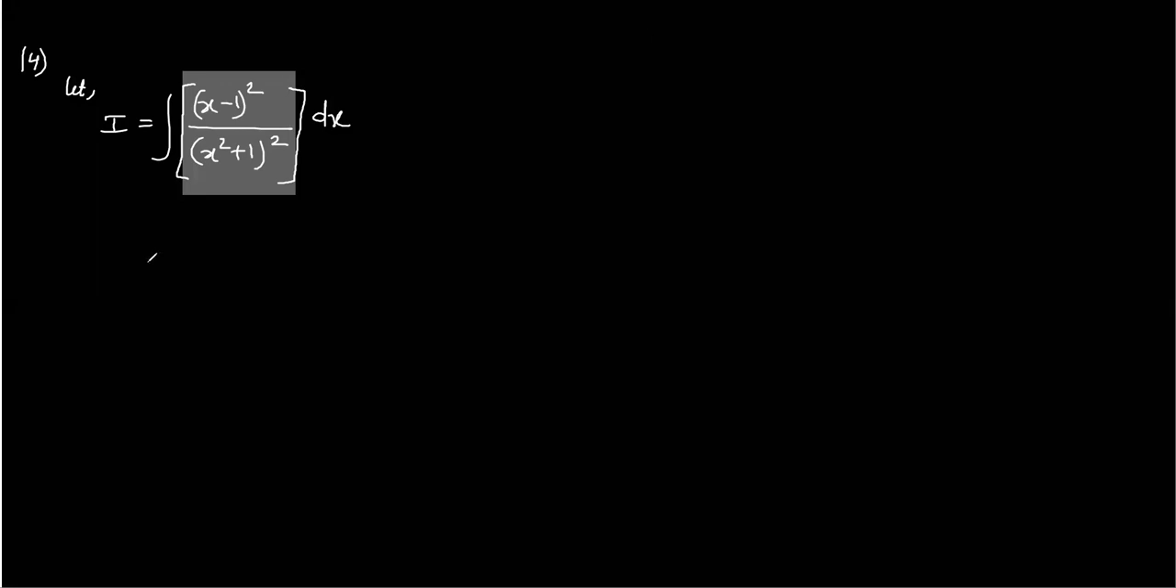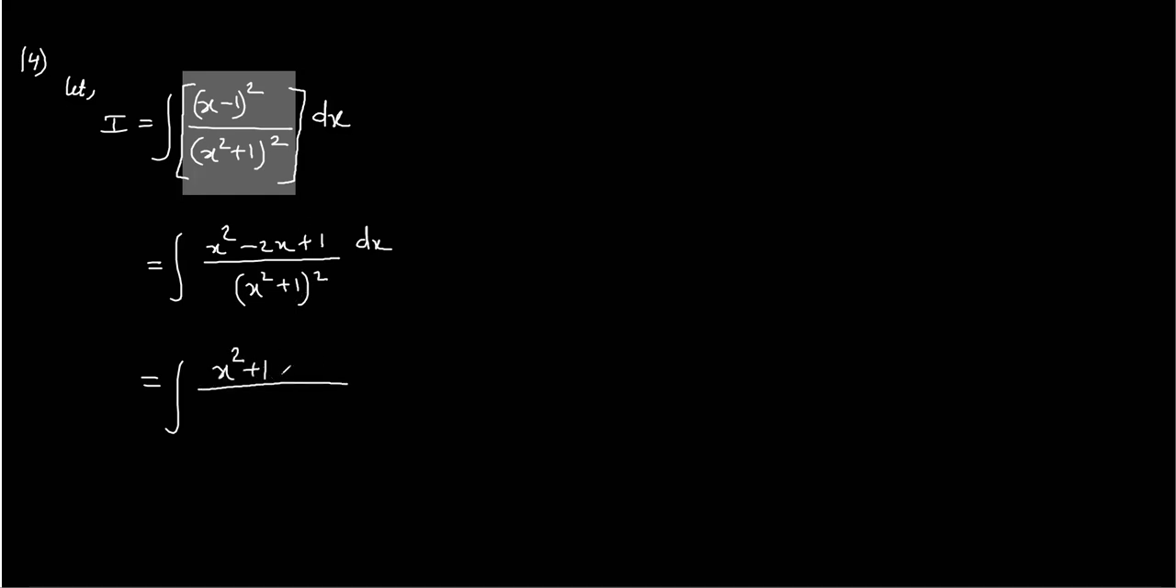So see here, I write x square minus 2x plus 1 square. I am applying the identity of a minus b the whole square. So plus 1 square, all upon x square plus 1 the whole square. See the next step. Now I regroup the terms. So I have x square plus 1 minus 2x. I write x square plus 1 in one bracket and minus 2x. And here I have x square plus 1 the whole square.